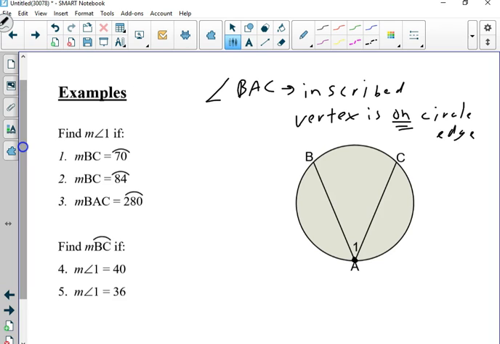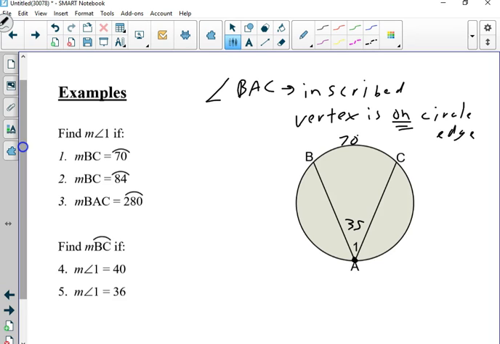So find the measure of angle 1 if BC is 70. So if this was 70, backwards. If the measure of BC is 70 degrees, remember not the arc length, but the measure, 70 degrees, that makes this 35.